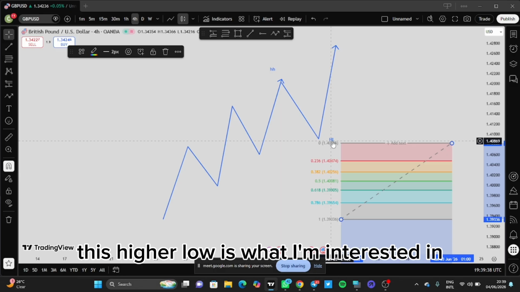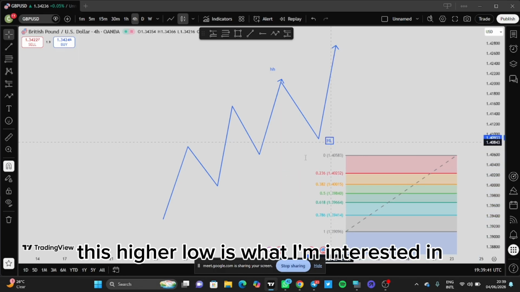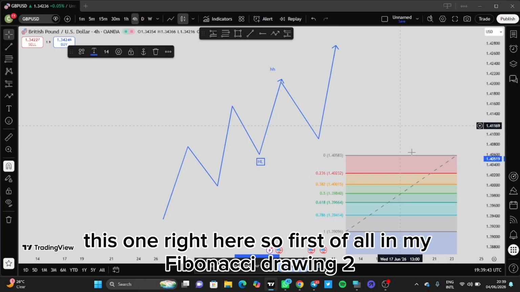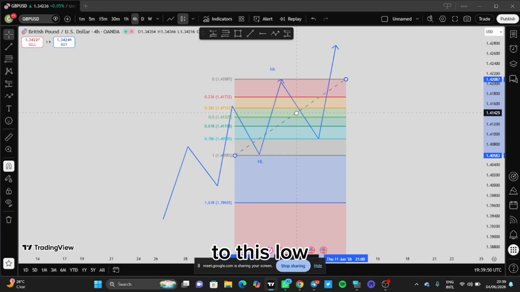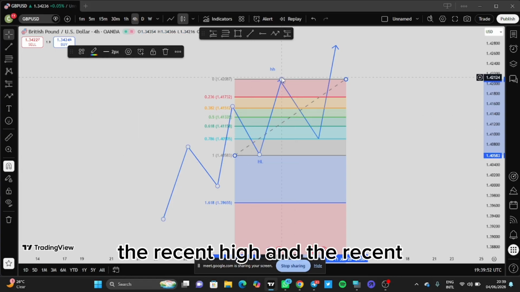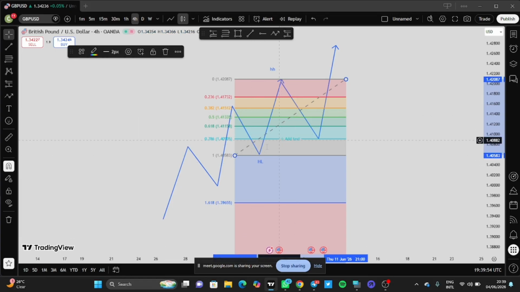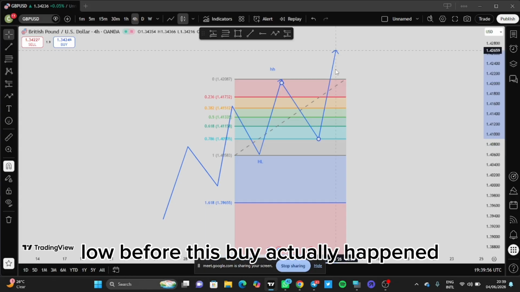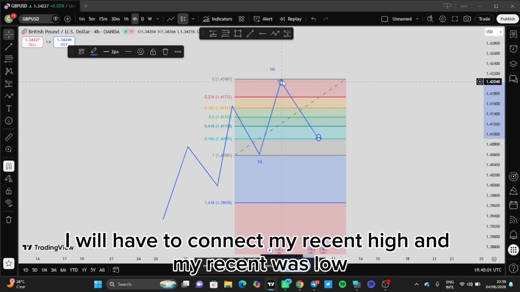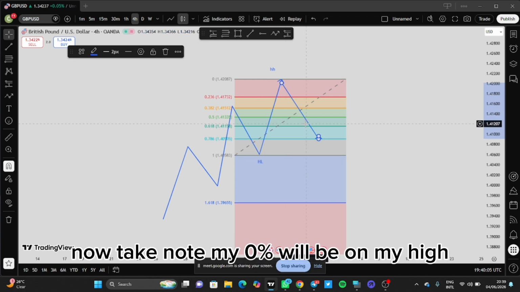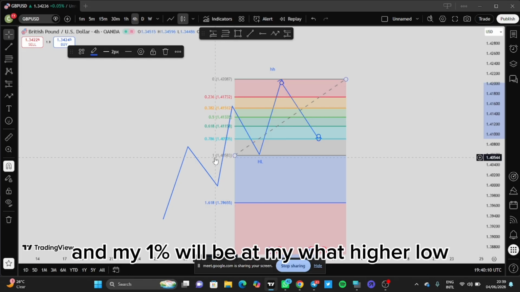This higher low is what I'm interested in. This one right here. So first of all, with my Fibonacci drawing tool, I will have to connect this high to this low, the recent high and the recent low, before this buy actually happened. Now take note, my 0% will be on my high and my 1% will be at my what?